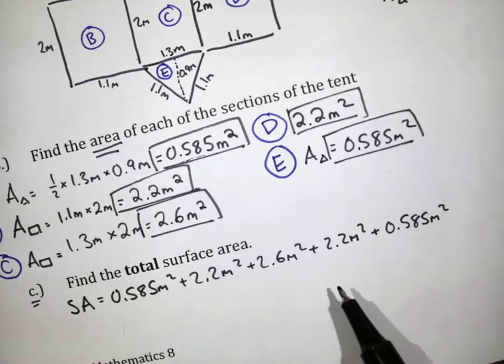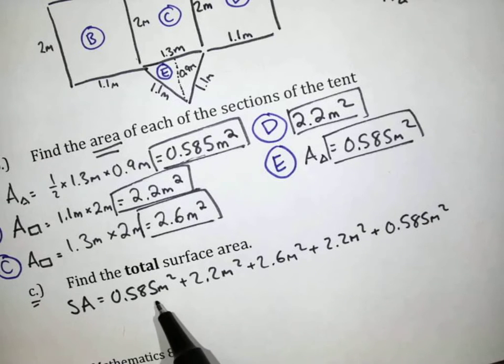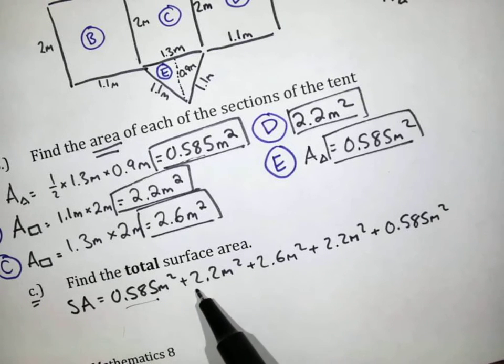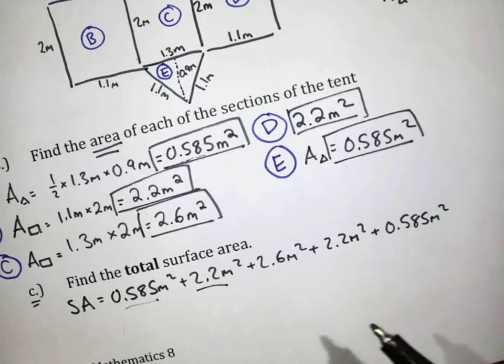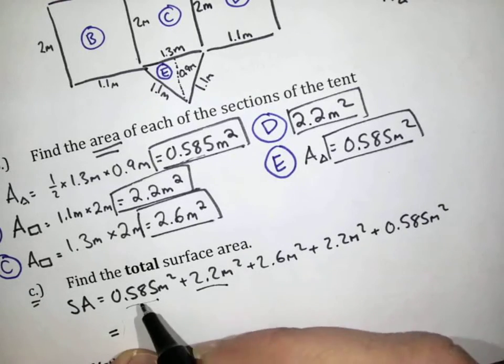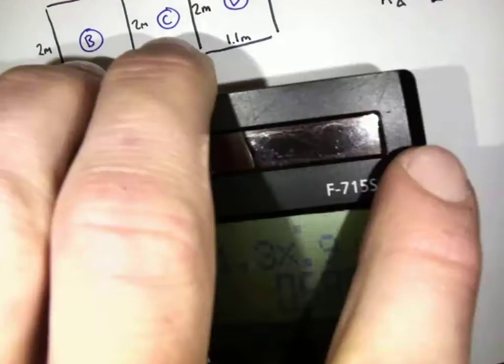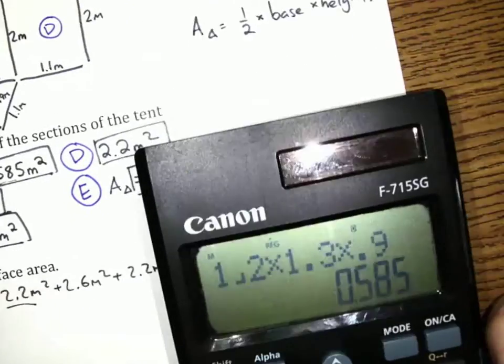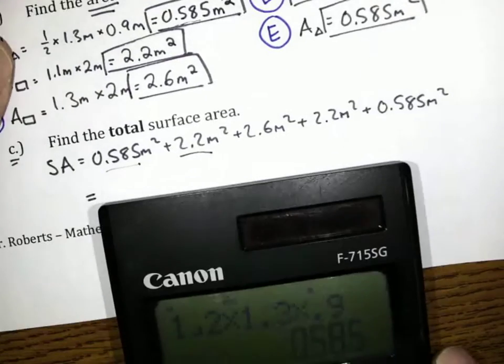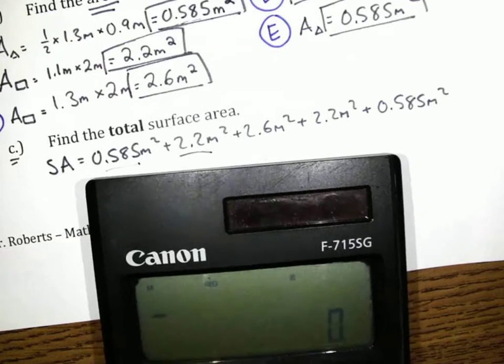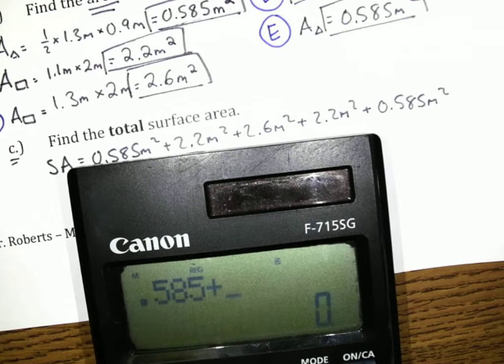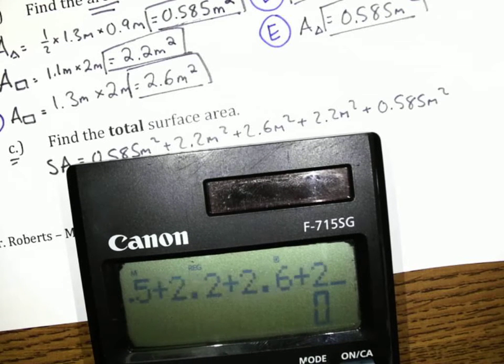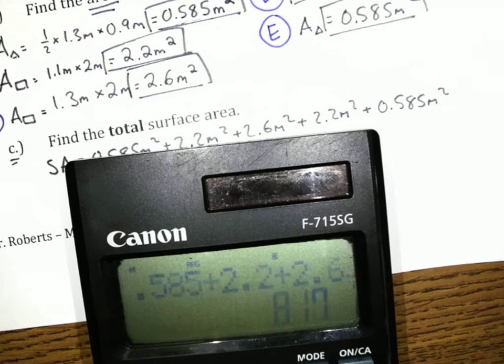0.585 meters squared. Now you may have noticed there's a couple of duplicates here, so rather than add them twice, I could have taken one and just multiplied it by 2. I could have done that with the 0.585 and the 2.2. But in order for clarity, I'm just going to add them one at a time. Okay. So that's going to give me 0.585 plus 2.2 plus 2.6 plus 2.2 plus 0.585.